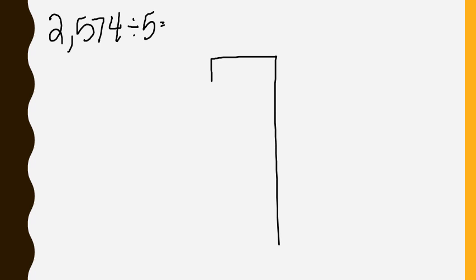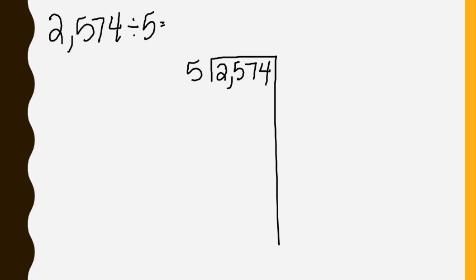Okay, the last problem I want to go over with you goes into the thousands place. So our problem is going to be 2,574 divided by 5. We're going to be setting it up just like we did the last problem, almost like long division. Our 5, our divisor, goes over to the side, and our dividend goes underneath right here.